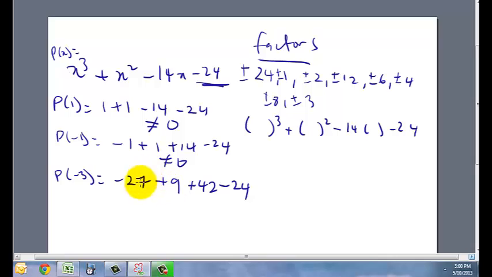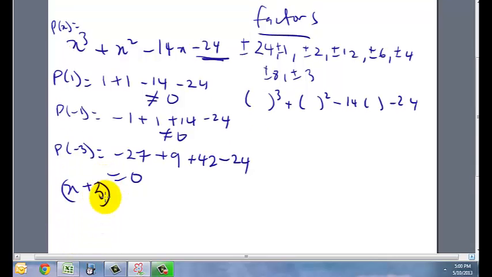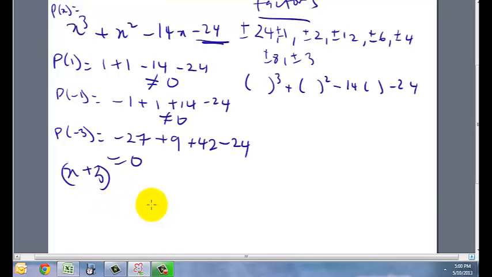Okay, and I can see from that, that's going to give me 0. Minus 27 minus 24 is minus 51, plus 9 is positive 42, minus 42, sorry, and then minus 42 plus 42 is 0. Okay, so P of minus 3 actually works. So therefore, you don't care about minus 3, you care about x plus 3 as a factor.